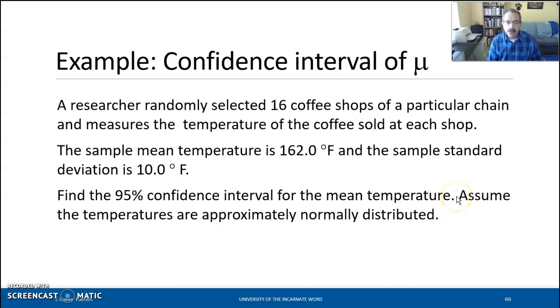We are told to assume that the temperatures are approximately normally distributed. This assumption makes sense because most of these coffee machines have a temperature controller, so they keep the coffee at a set temperature with random variations in the temperature, and that random variation can be assumed to follow a normal distribution. So that's a reasonable assumption.